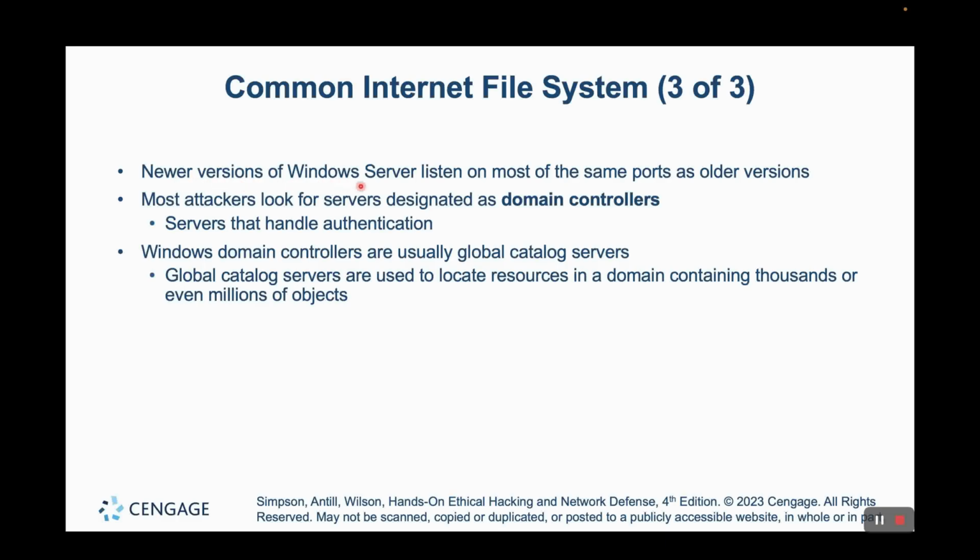Okay, let's continue with that. There's a newer version of Windows Server that also listens on most of the same ports as older versions. What is this supposed to mean here? It means that the ports used by newer versions of Windows Server, like file sharing, printing, authentication, are still the same ports used by the older ones. Nothing changed. Now, most attackers look for servers designated as domain controllers, servers that handle authentication.